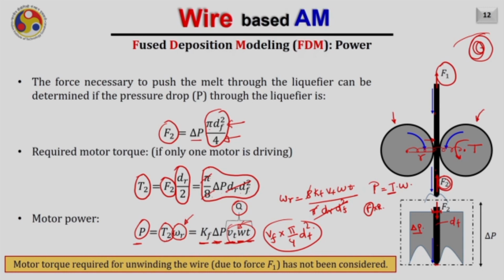As I have already mentioned, the force required for unwinding the filament from the reel has been neglected in this case. So now the question comes, how to find out this delta P, because other parameters are known to me. Also, it is very important now to find out what can be the maximum value of this F2, because there are going to be some issues in this particular zone.